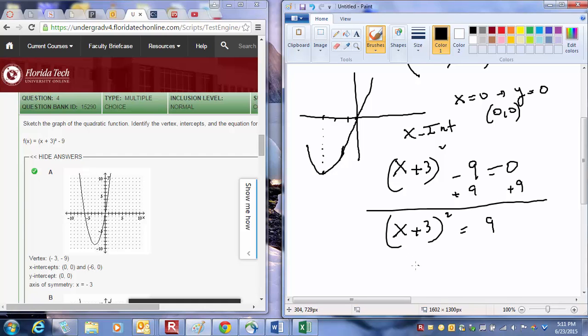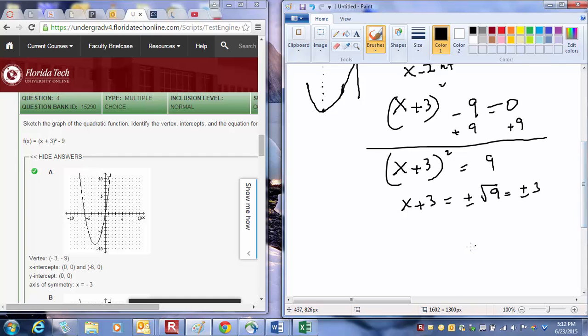Take the square roots on both sides. You have x plus 3 equals plus or minus square root of 9, which is plus or minus 3. And therefore, if you subtract 3 from both sides, you will end up with x equals minus 3 plus or minus 3. So one of the solutions would be 0, and the other solution would be negative 6. So also it satisfies here. The x-intercepts are negative 6 and 0.